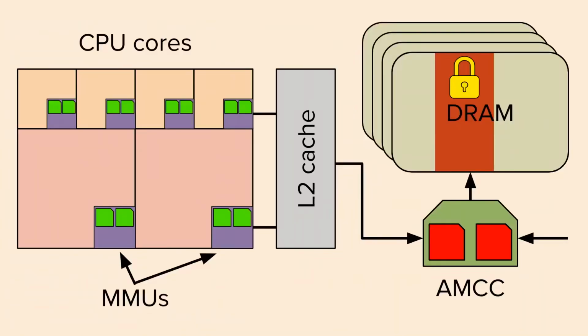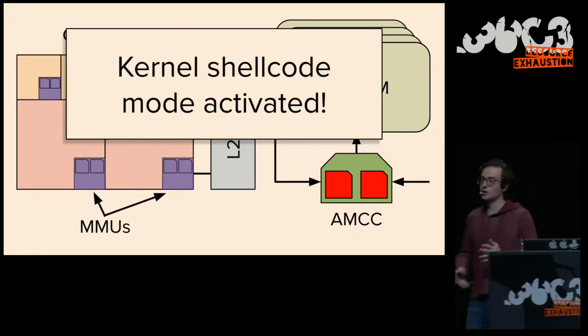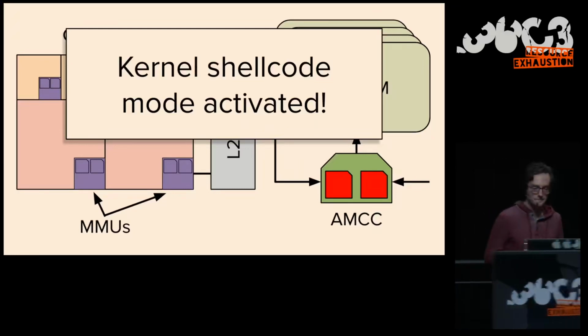So what this looks like is first we have KTRR enabled. Once we do this hijack, KTRR is disabled on the MMU, and now any page in kernel memory could potentially be executed.